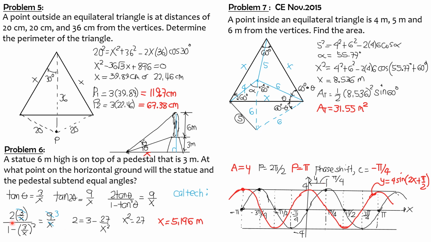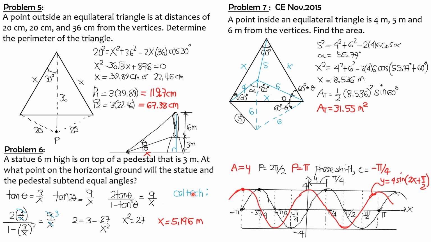So we have to cross multiply. 2 equals 3 times 1, so 3 minus 3 times 9 over x squared is negative 27 over x squared. 27 over x squared equals 1. So x squared equals 27, and x is 3 square root of 3 meters, and in decimal 5.196 meters.